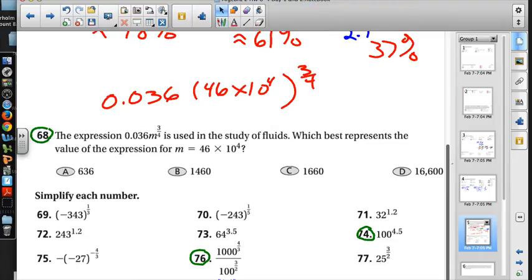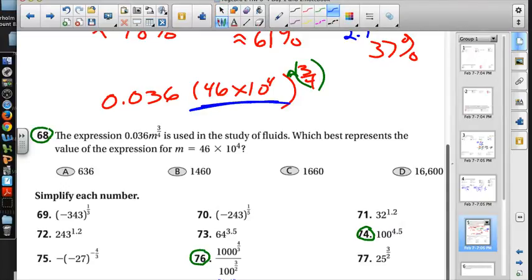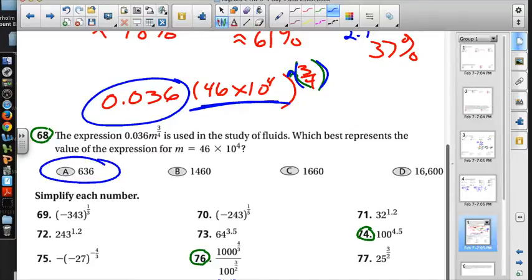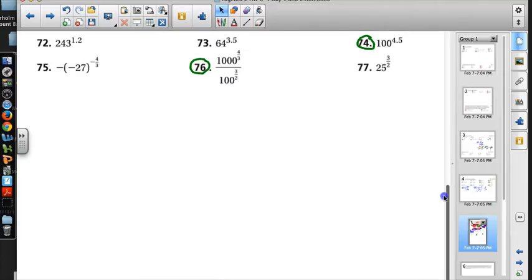But you have to be careful again that you put parentheses in before you do that 3/4 piece. Myself, I always punch this in the order of operations. I'm going to punch in 46 times 10 to the 4th, enter. Then I'll raise that to the 3/4 power, enter. And then I'll take it times 0.036. Just so that there is no question that I am in control of what it's doing and not the calculator. And that's about 636.